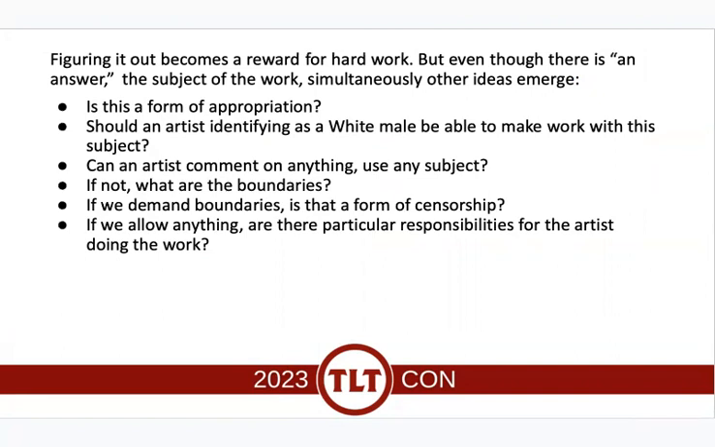Is this a form of appropriation? For example, should an artist identifying as a white male be able to make work with this subject? Can an artist comment on anything, use any subject, right? So we're coming back to questions raised by the first case study. If not, what are the boundaries? And if we demand boundaries, well, is that a form of censorship? And if we allow anything, are there any particular responsibilities for the artist doing the work? So like any case study, these are narrow issues that fit the issue at hand, but they broaden out toward larger issues in the world that apply to a lot of things.